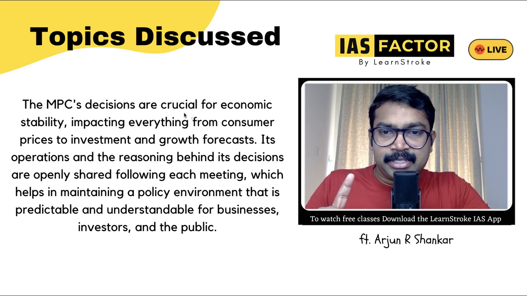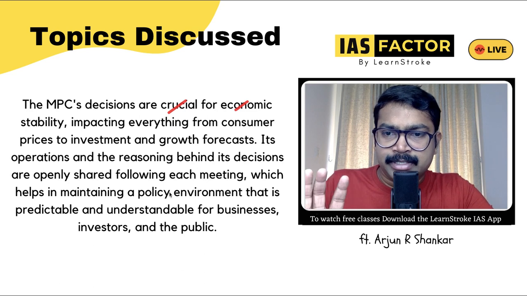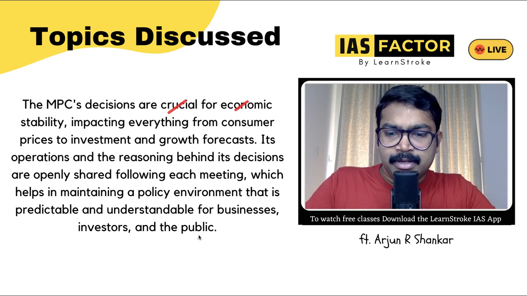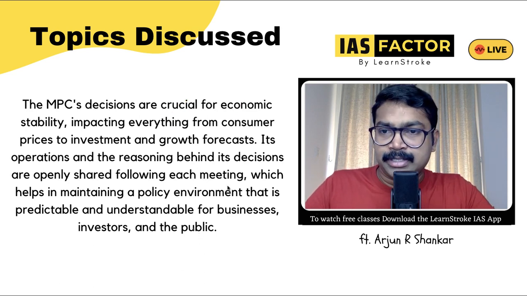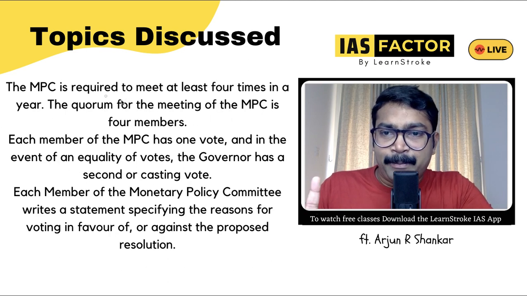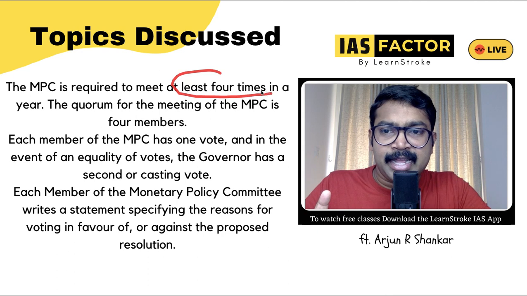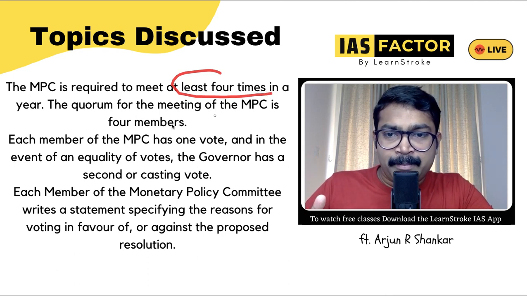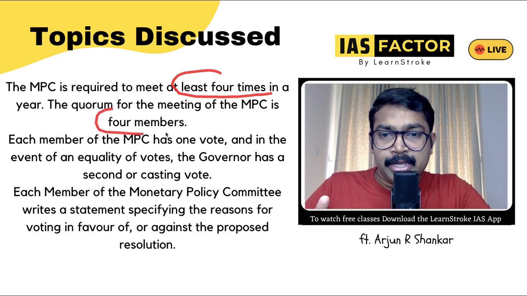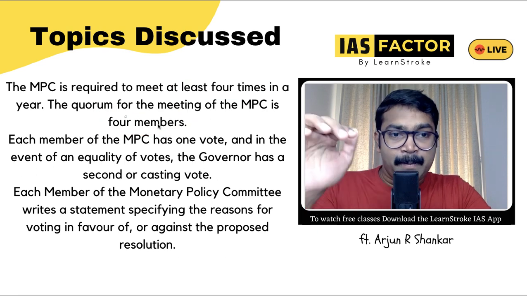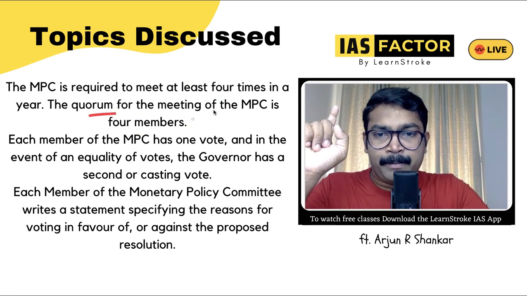So MPC's decisions are crucial for economic stability, impacting everything from consumer prices. Please remember that MPC's decision is important. I told you they meet at least four times in a year. The quorum of the meeting of the MPC is 4 members. 6 members are there, and the quorum means 4 members.